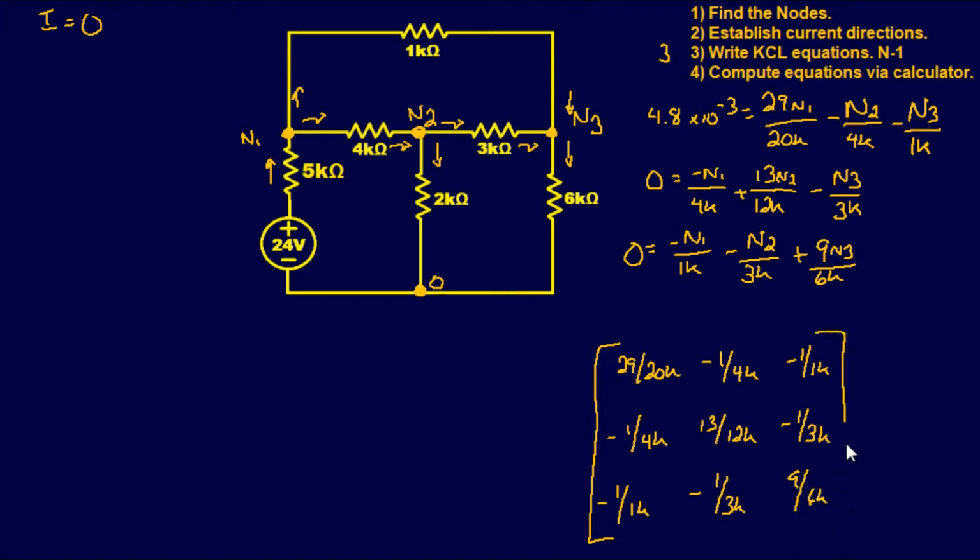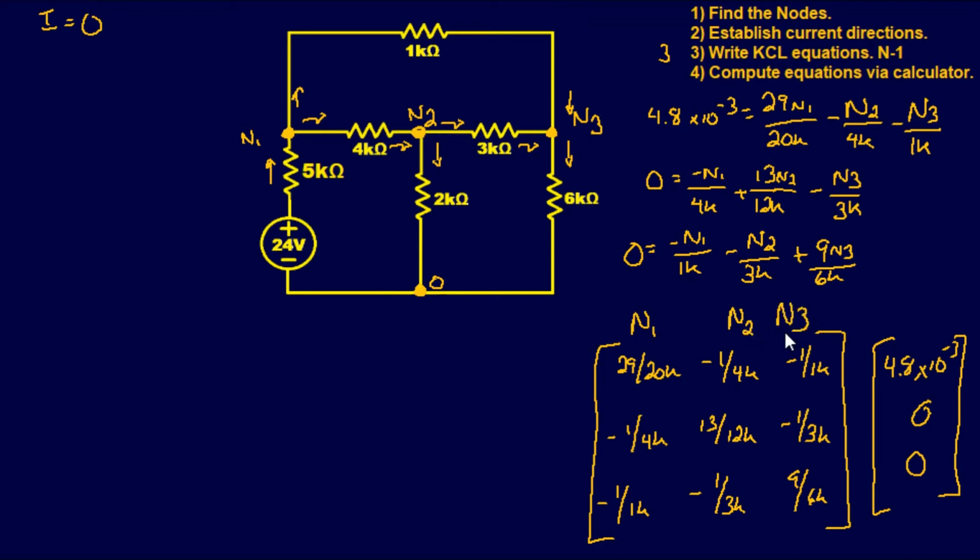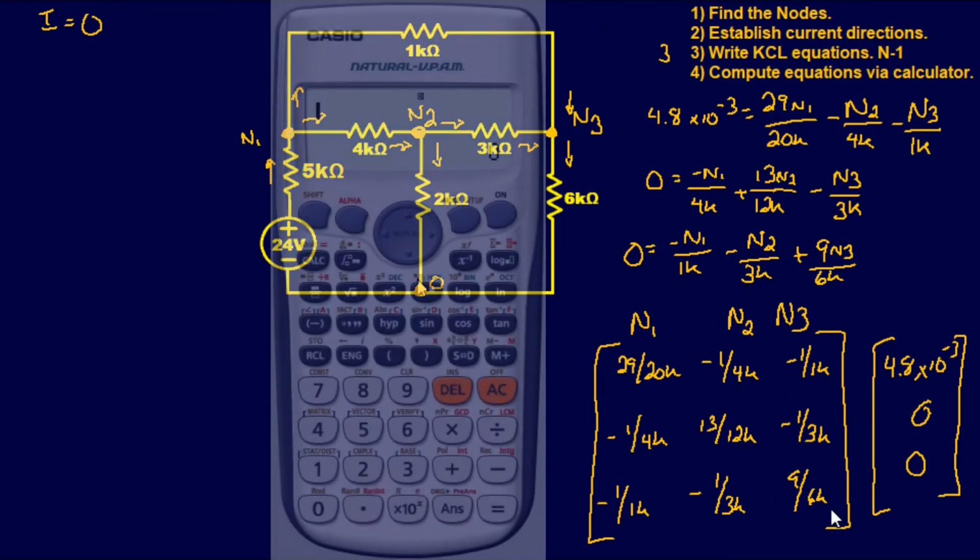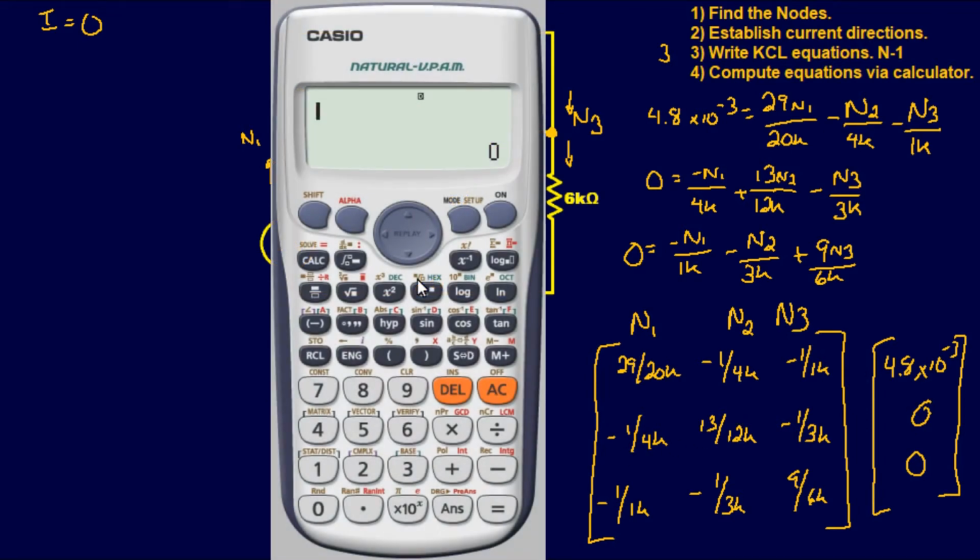Okay. I know it looks sloppy. I'll see if I can clean that up a little bit when we do the calculator. But let's see, so it's 4.8 times 10 to the negative 3, 0, 0. So this is node 1, node 2, node 3. Now you can see the reason why I made node 1 go first, then node 2, node 3, because that's how it's going to look in the matrix or the equation function. So alright, now we can plug and chug in our calculator.